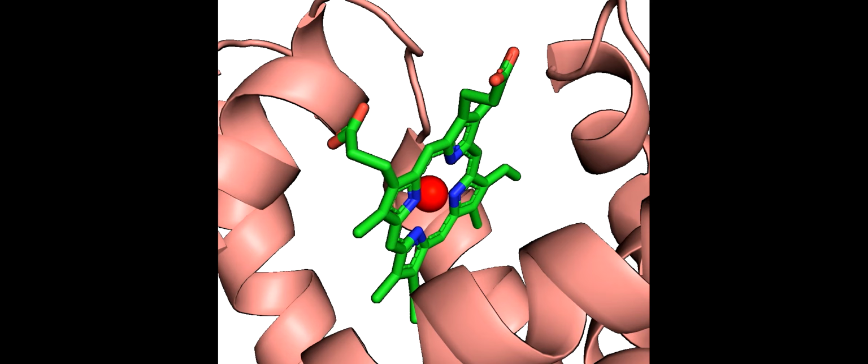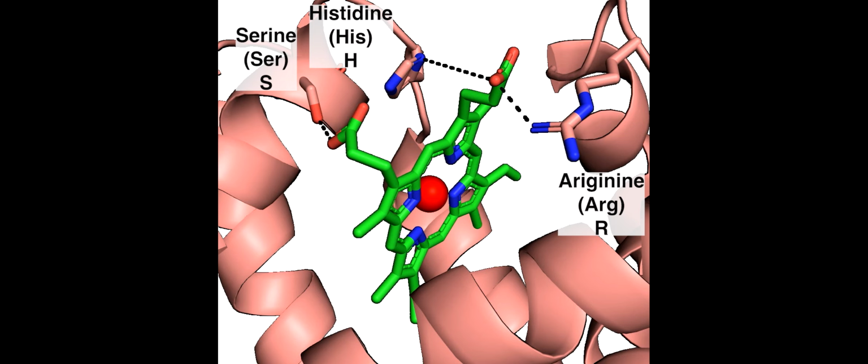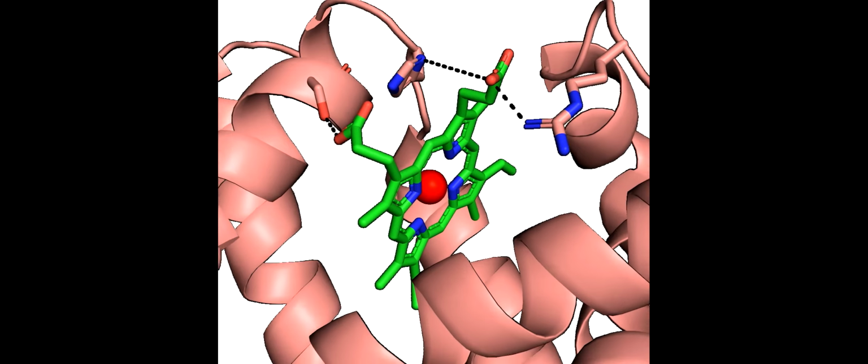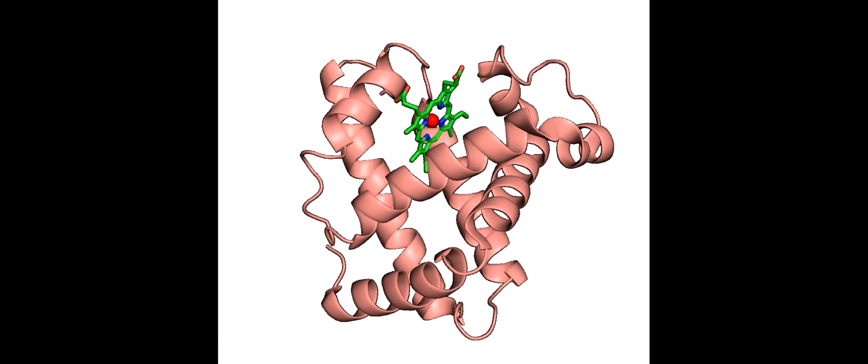So how is that heme molecule integrated into the active site of myoglobin? Well, there's several protein interactions that are involved with that. You can see this serine molecule here makes bonding with the heme molecule, as well as this histidine molecule here and this arginine molecule here. So there's some other features I'd like to point out about myoglobin.